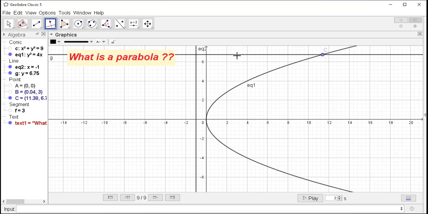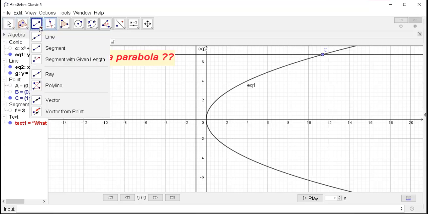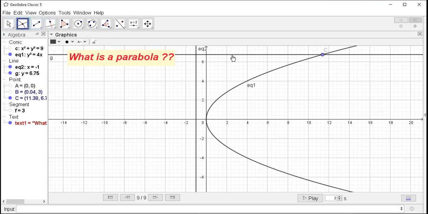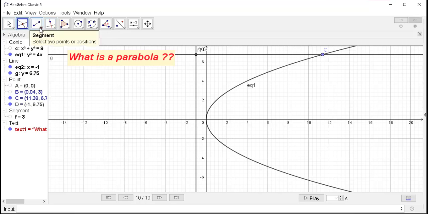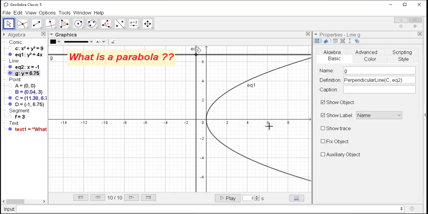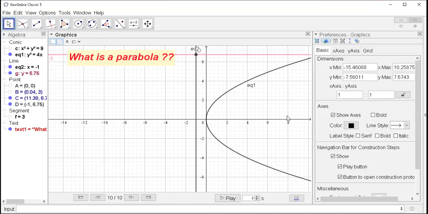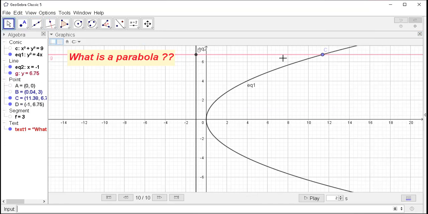It's looking very weird, so I can do one thing. I can just make this line not visible to you, or I can go on to the properties of this line and make it dotted for you. I can change the color. So this is my distance. So this pink line is giving me the distance of my point.